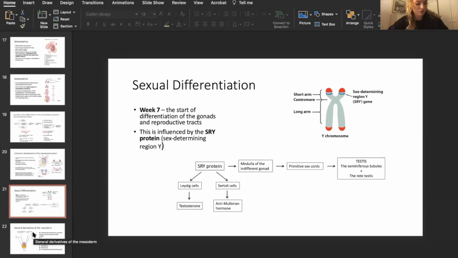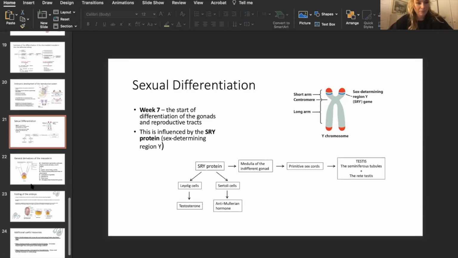Obviously, if these go wrong, you can have various sexual differentiation disorders. So, for example, you can have agenesis or dysgenesis of the gonads. You can become under or over virilized. And an example of that is congenital adrenal hyperplasia, which is common. I think it's about 70% of sexual differentiation disorders.